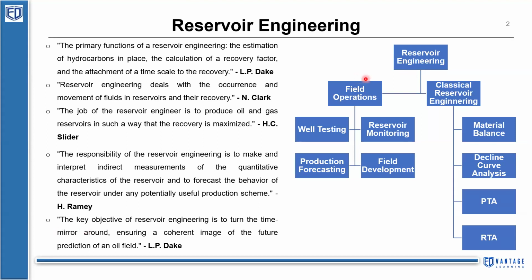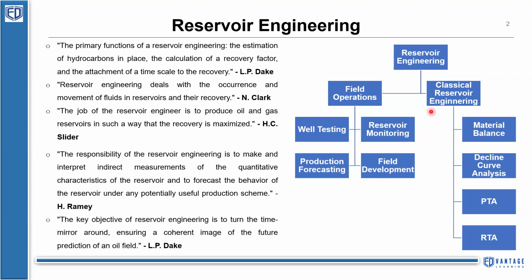One is field operations and the second is classical RE. In field operations, we do well testing, that is, we go to field and we take data from our well. I'll explain in the upcoming slides. We also do reservoir monitoring. We do production forecasting with the production engineers, and we also are involved in field development. So reservoir engineering has these four wings under its field operation spectrum.